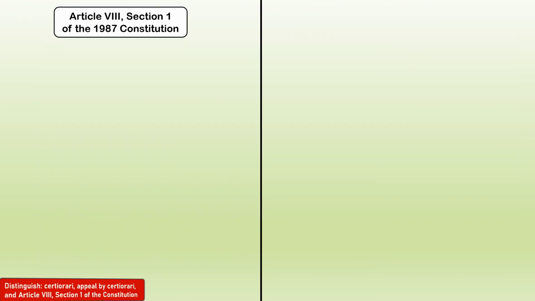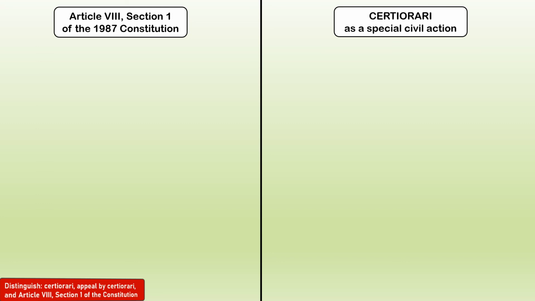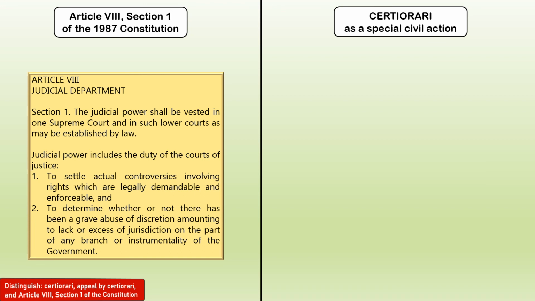So let's compare now Article 8, Section 1 of the 1987 Constitution with your Rule 65. So ano ba itong Article 8, Section 1? That is your judicial power. Let's read. The judicial power shall be vested in one Supreme Court and in such lower courts as may be established by law. Judicial power includes the duty of the courts of justice to settle actual controversies involving rights which are legally demandable and enforceable, and to determine whether or not there has been a grave abuse of discretion that amounts to lack or excess of jurisdiction on the part of any branch or instrumentality of the government.